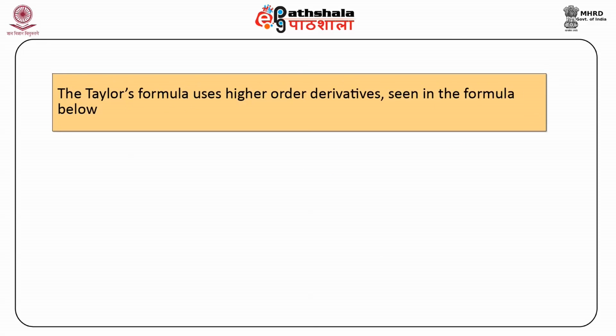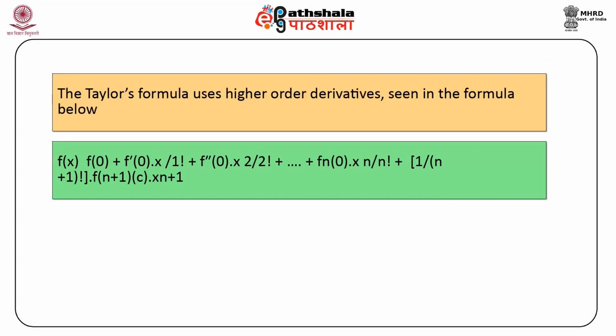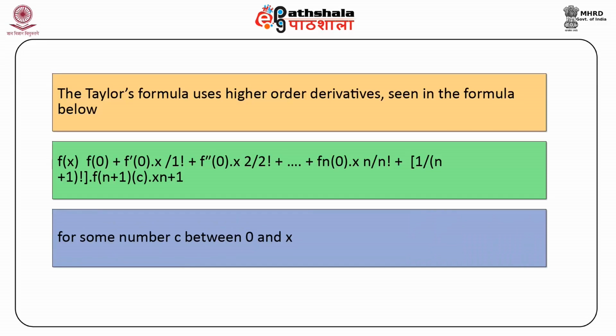Taylor's formula uses higher order derivatives, which can be seen in the formula given below. Taylor's formula: f(x) is equal to f(0) plus f dash (0) x upon 1 factorial, going till the nth derivative of f(0) into x to the power n upon n factorial, plus 1 upon (n plus 1) factorial into f to the power n plus 1 at c into x to the power n plus 1, for some number c between 0 and x.